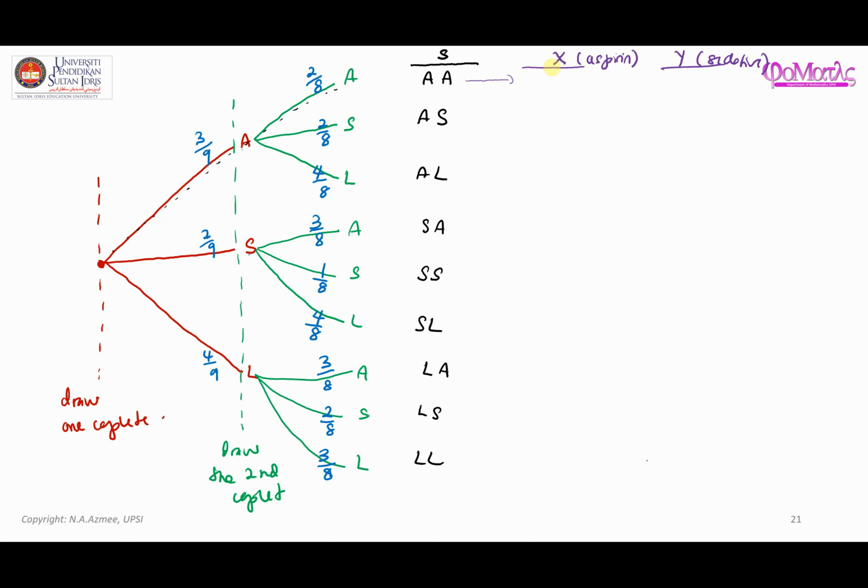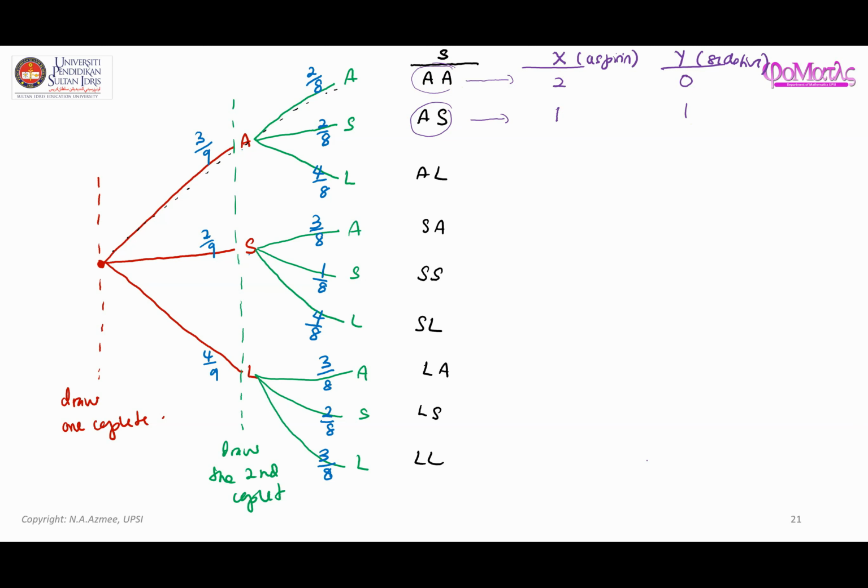So in this case, you can see these elements here. We've got 2 aspirins. Therefore, the value of x is 2 and the value of y is 0 for this particular element. For this one, we can see that the value of aspirin is 1. The value of sedative is also 1. So we're just really turning each element into the values associated with x and y.